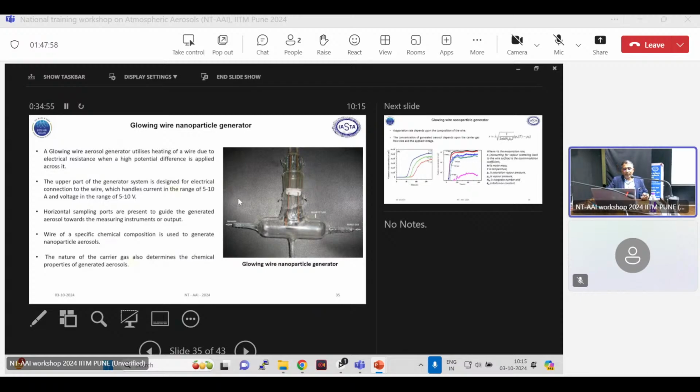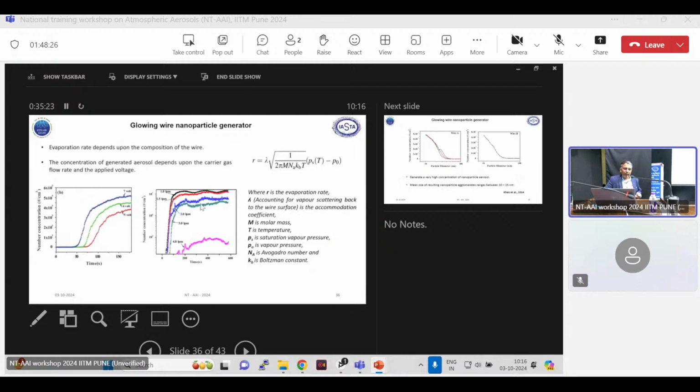So here basically this metal wire is subjected to high potential, and because of the high potential it will create very high temperature, maybe 2000 degrees centigrade or so. Then the metal wire will be evaporated. Then this vapor will nucleate and condense and form the particulates. This is the basic principle of this generator. And the generated aerosol will also depend on the potential applied across the wire, or temperature, because temperature and potential are directly proportional.